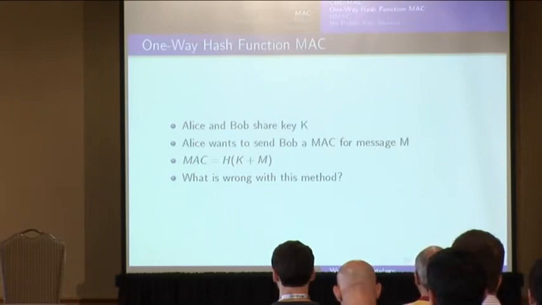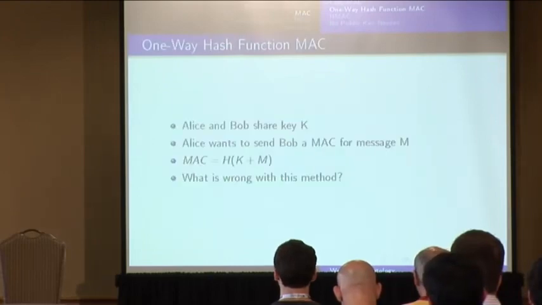So we don't want these pre-image problems. So Alice and Bob share a key K. Alice wants to send Bob a MAC for this. So she hashes together the key and the message. And what's wrong with this method? It should look a little bit familiar.